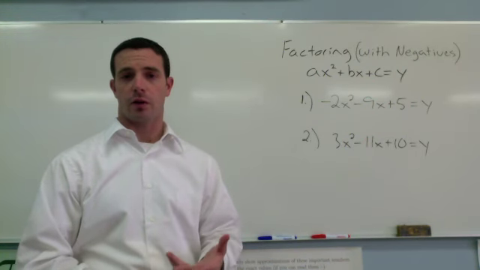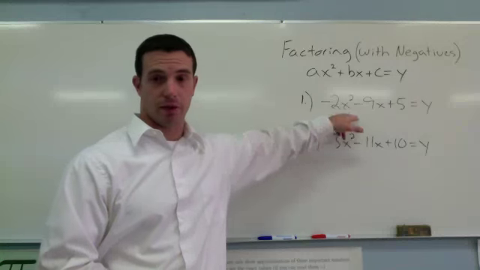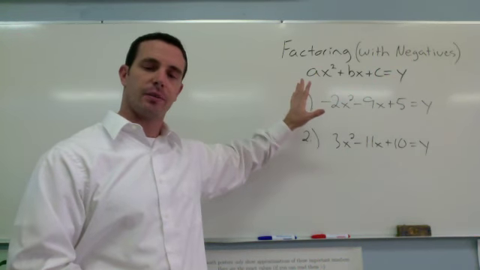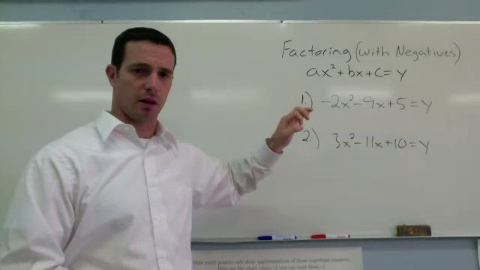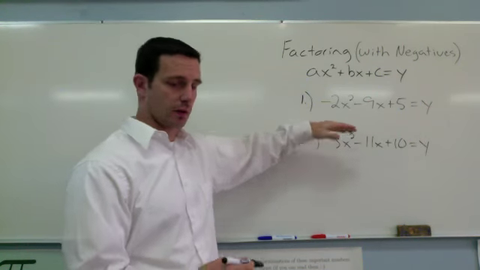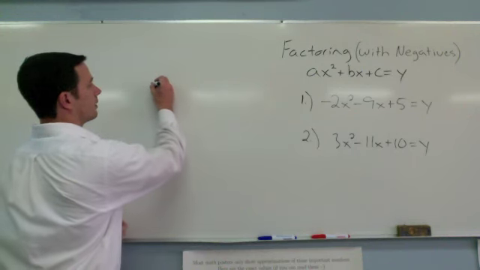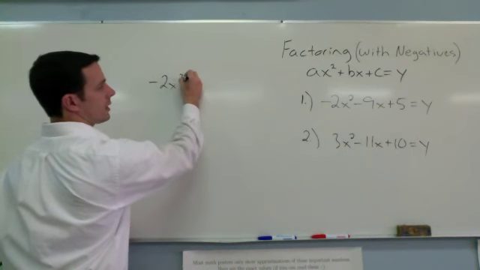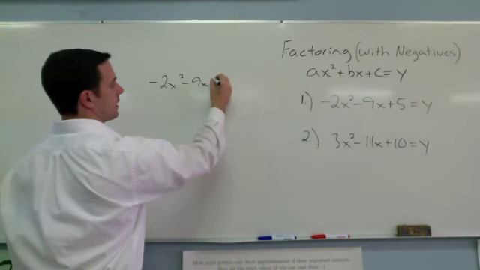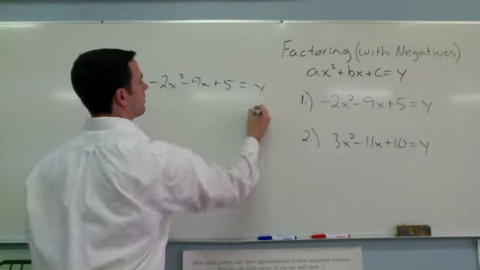All right, factoring quadratics when you have negatives in them. You're going to use the exact same process, but there's just a little bit extra to think about. So let's start with the first one here. If I take negative 2x squared minus 9x plus 5 equals y.